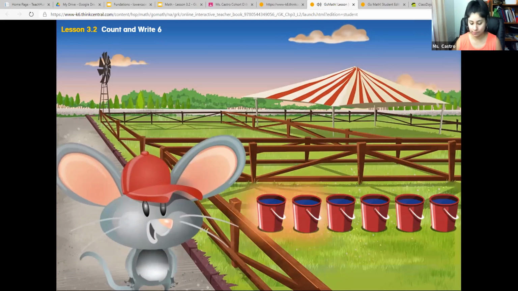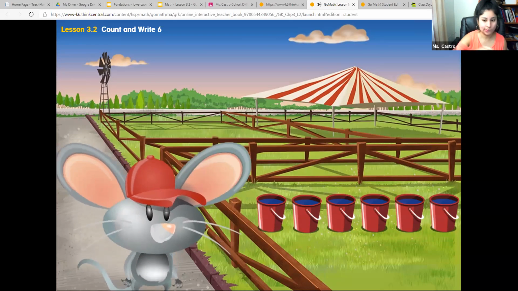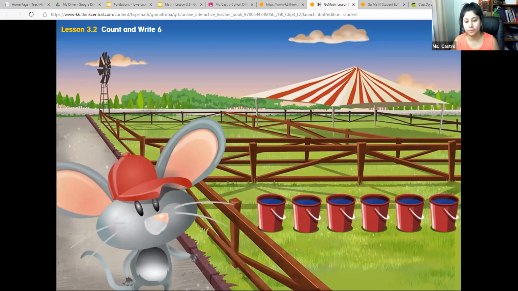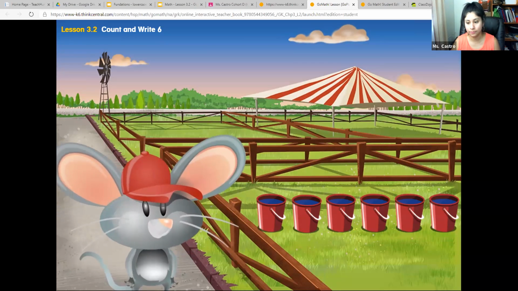1, 2, 3, 4, 5. Oh, wait! The last bucket doesn't have a number. So what counting number do you think should go on the last bucket? I think we'll have to learn how to write a number. Come on, let's find out how it's done.